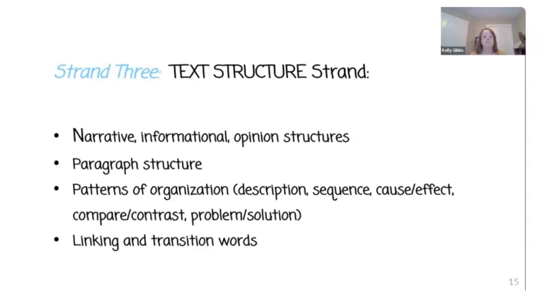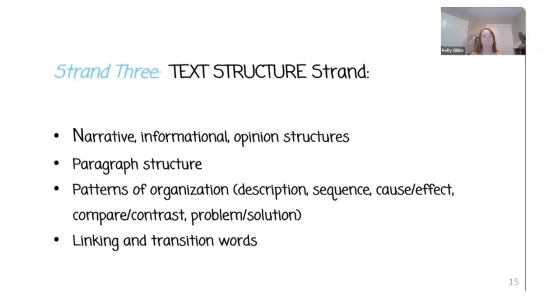So the patterns of organization, that's where we talked about describing, sequencing ideas, cause and effects, and so on. And linking and transition words. Wow. The ability, then that goes back to sentence structure, the ability to know the difference between simple, compound, complex sentences, and what are those linking words or connectors that students use. And then the transition words, moving from one to another.